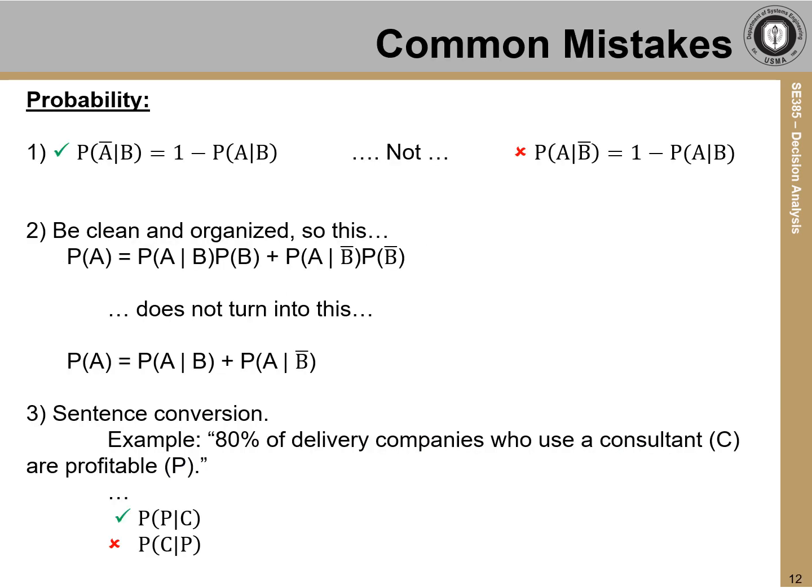So we've done a lot of probability and some of the more common mistakes that we saw. So first off, the probability of not A given B is equal to 1 minus the probability of A given B. However, the probability of A given not B is not equal to 1 minus the probability of A given B. So just make sure you keep that straight in your mind.